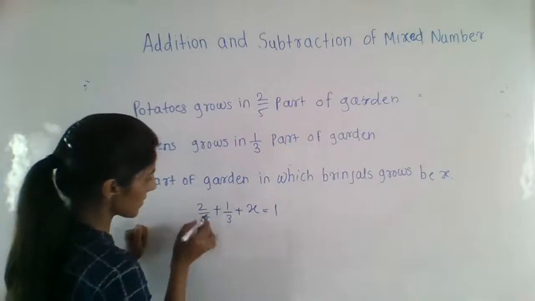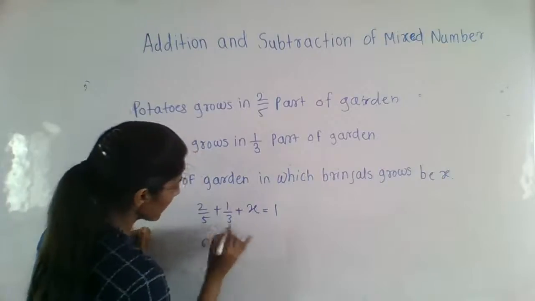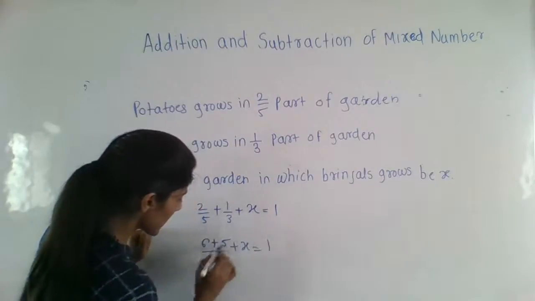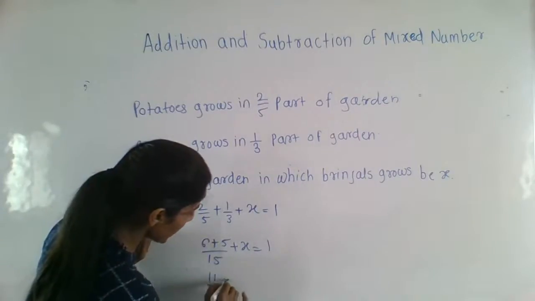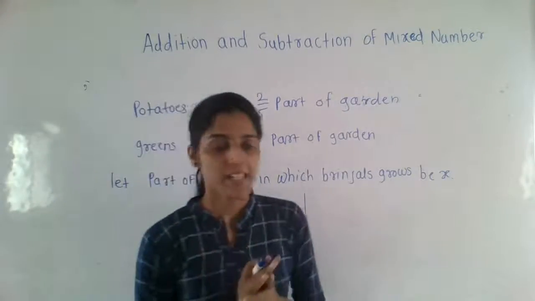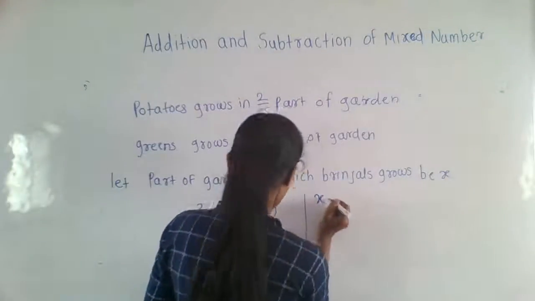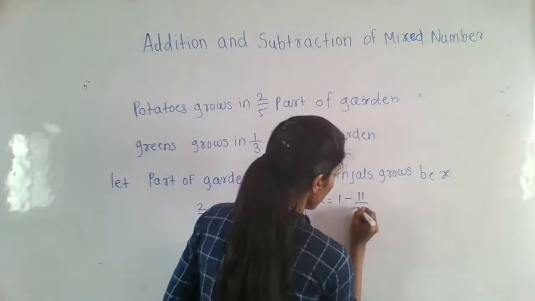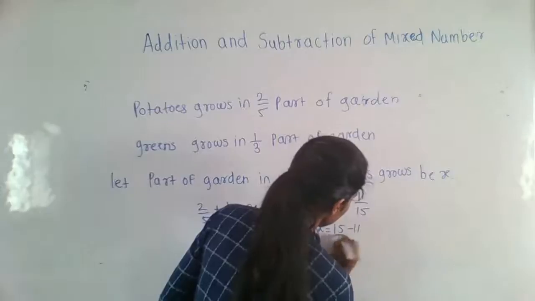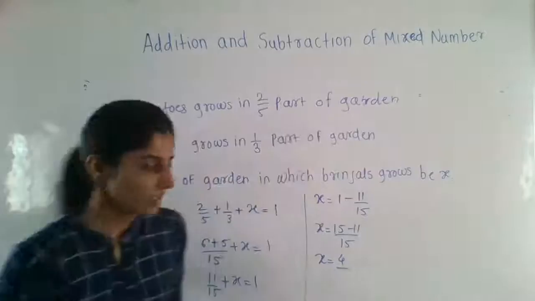So add these numbers. So 2 3s are 6 plus 5 1s are 5 and 5 3s are 15 plus x equal to 1. 6 plus 5 that is 11/15 plus x equal to 1. Here we have to find out the value of x. Therefore shift 11/15 towards the right hand side, that is x equal to 1 minus 11/15 and x equal to 15 minus 11/15, that is x equal to 4/15.